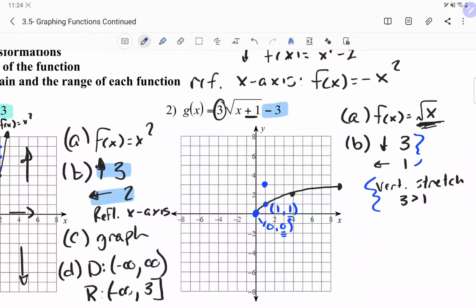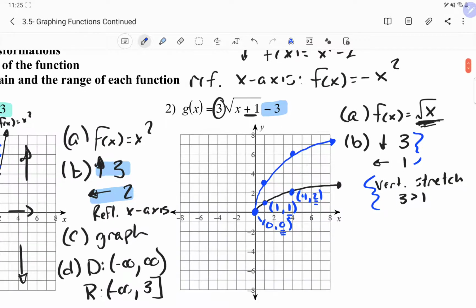Okay, I'm going to do the same thing at this point. So this was 4, 2. Remember, we're only multiplying the y value by 3, and we get 6. So it'd be up here. Then we can continue this, but there's no need. So this is our function after that stretch. Notice it's stretching the graph up.